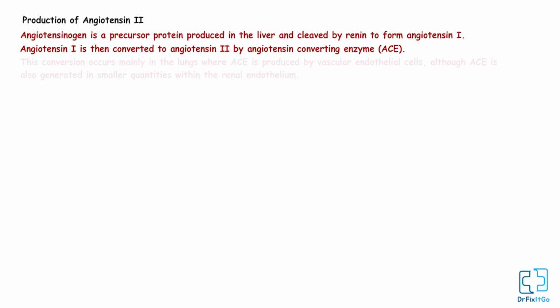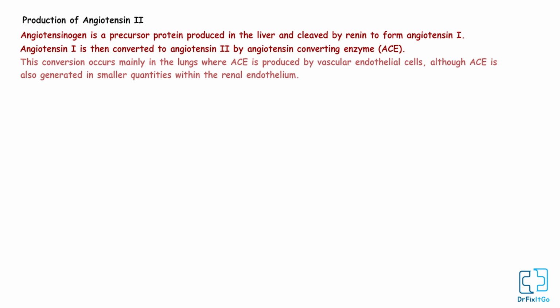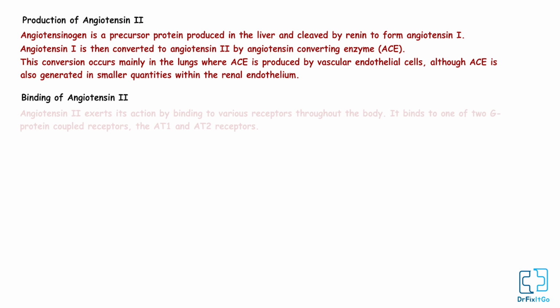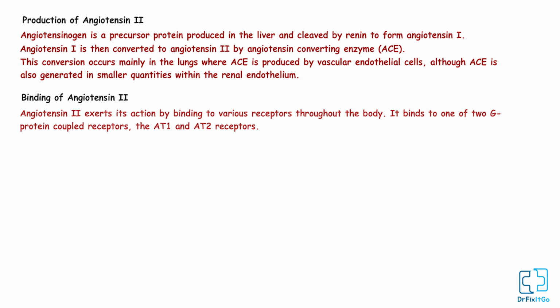This conversion occurs mainly in the lungs where ACE is produced by vascular endothelial cells, although ACE is also generated in smaller quantities within the renal endothelium. Binding of angiotensin 2. Angiotensin 2 exerts its action by binding to various receptors throughout the body. It binds to one of two G protein coupled receptors, the AT1 and AT2 receptors. Most actions occur via the AT1 receptor.